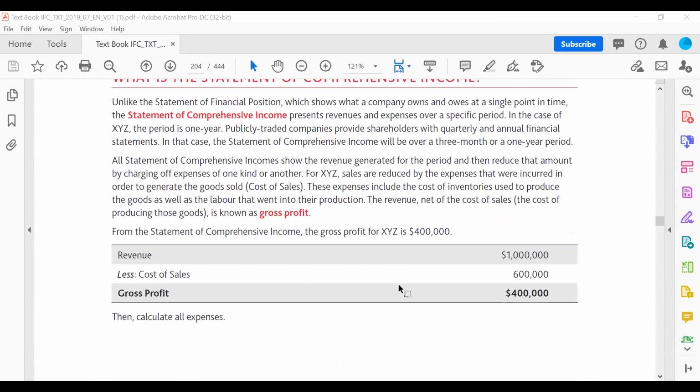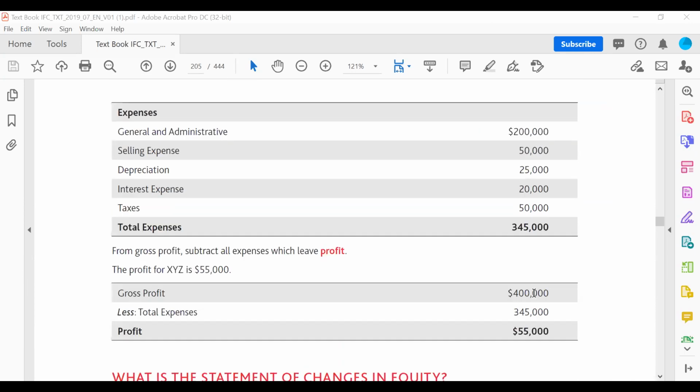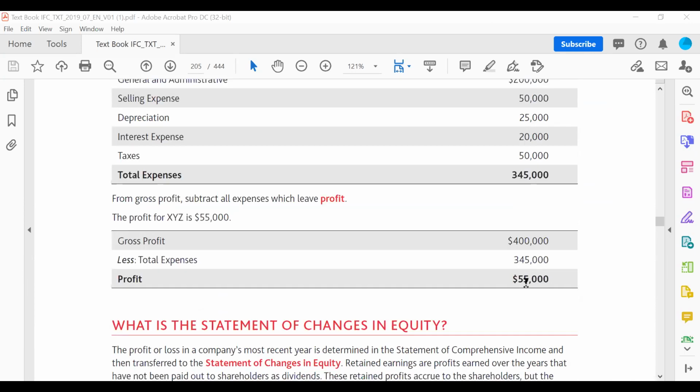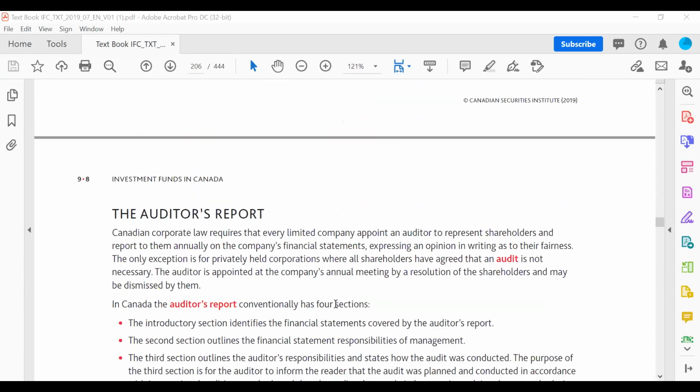So in the statement of comprehensive income, I showed you already, million minus that 600 minus this 345, so left with 55,000. And the same thing, the statement of changes in equity we mentioned, they had 175,000 at the start, plus the profit, minus the dividends, so they're left with 200,000. So it shows that it's good. It's a positive thing. Clear? So is that okay?